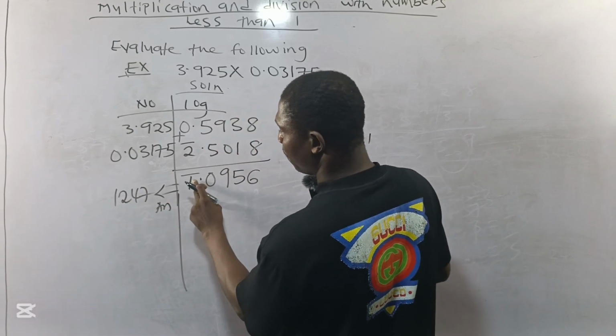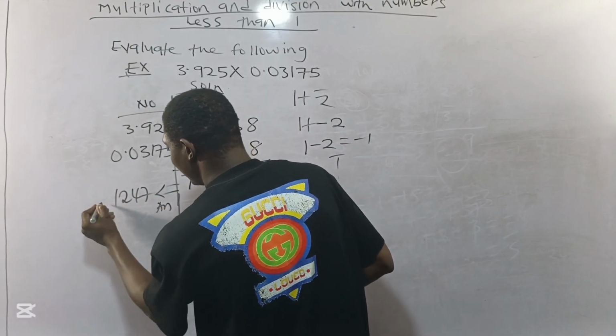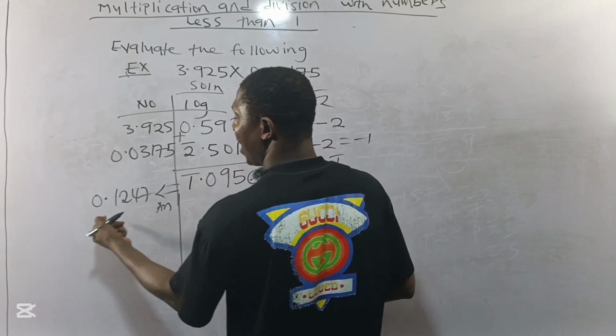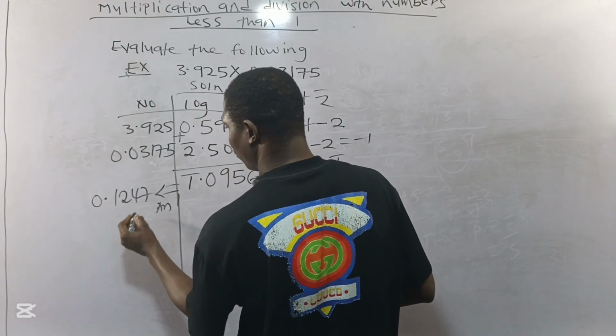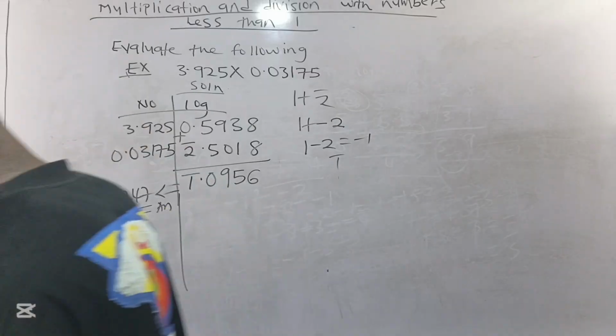And I have bar 1. Bar 1 means there must be 0 before all this. So I have it as 0 point because of bar 1. If it was bar 2, I would have 0.0 before this real number. And this is the solution to this question.